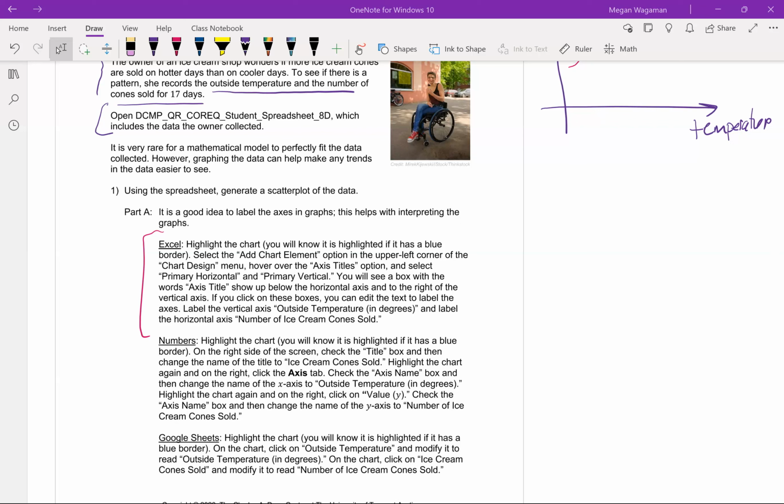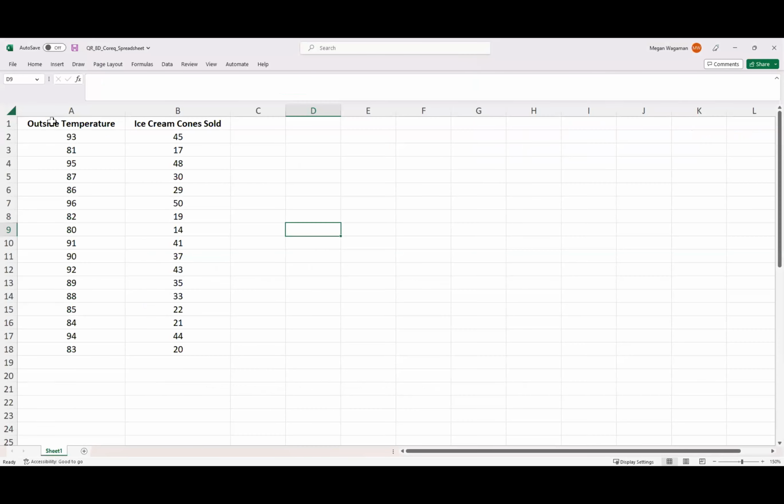All right, let me share the Excel spreadsheet. We have the data over here. Column A tells us the temperature. Column B tells us how many ice creams were sold when it was that temperature. What we're going to do is make what's called a scatter plot. This is going to plot each temperature and the number of ice cream cones sold as a specific point.